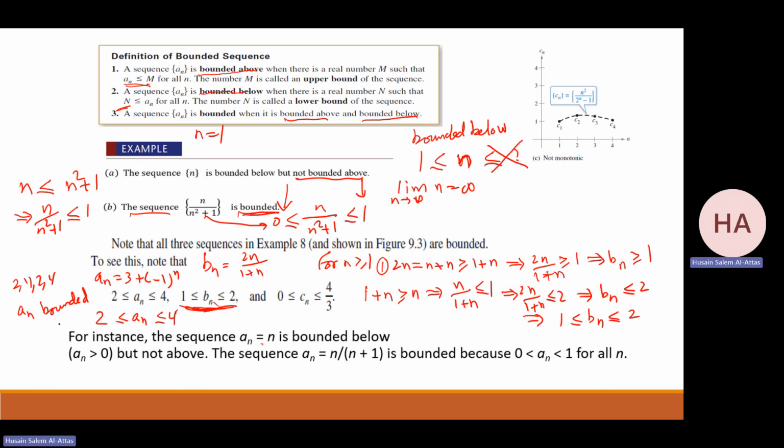The sequence n over n plus 1 we did. Actually, I can make it between 0 and 1. We did it here. It is greater than 0 and less than or equal to 1. Can you always do it this way? No, sometimes it's too difficult, like in this sequence, n squared over 2 to the power n. I don't think you can do it easily. By the way, this will be the maximum, which is 4 over 3. But I know for sure it's greater than or equal to 0. But how to get this number is not an easy task.